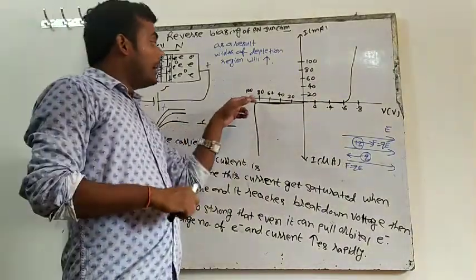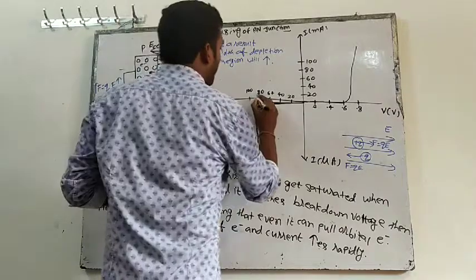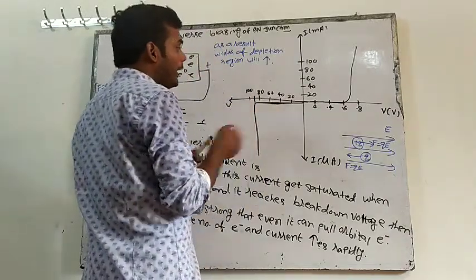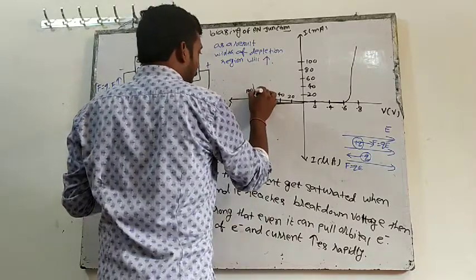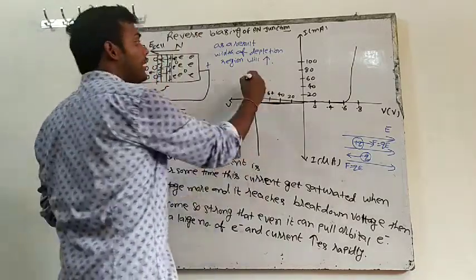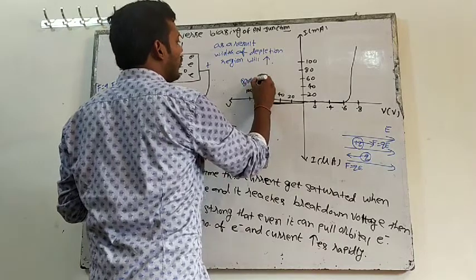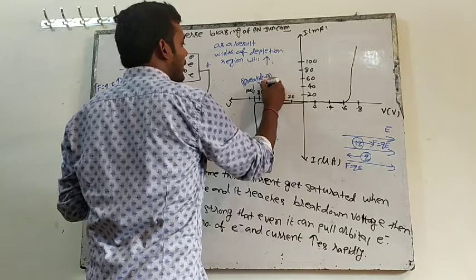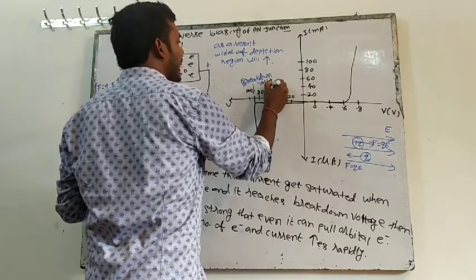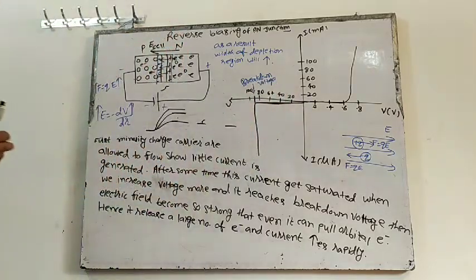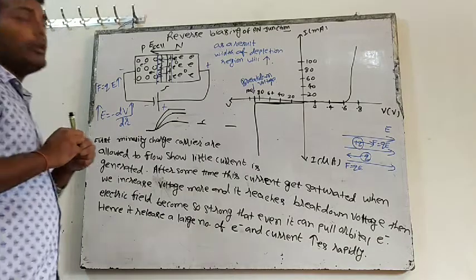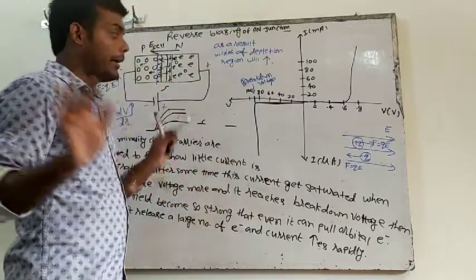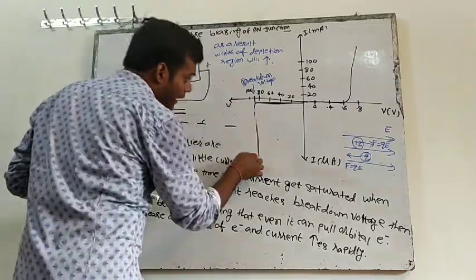So the potential at which a huge number of electrons become free and current increases rapidly, this potential is known as breakdown voltage. Which voltage? Breakdown voltage. Breakdown voltage is the voltage at which breakdown will occur. Breakdown means a lot of electrons will be free and all the electrons will start making current. So current will increase rapidly.